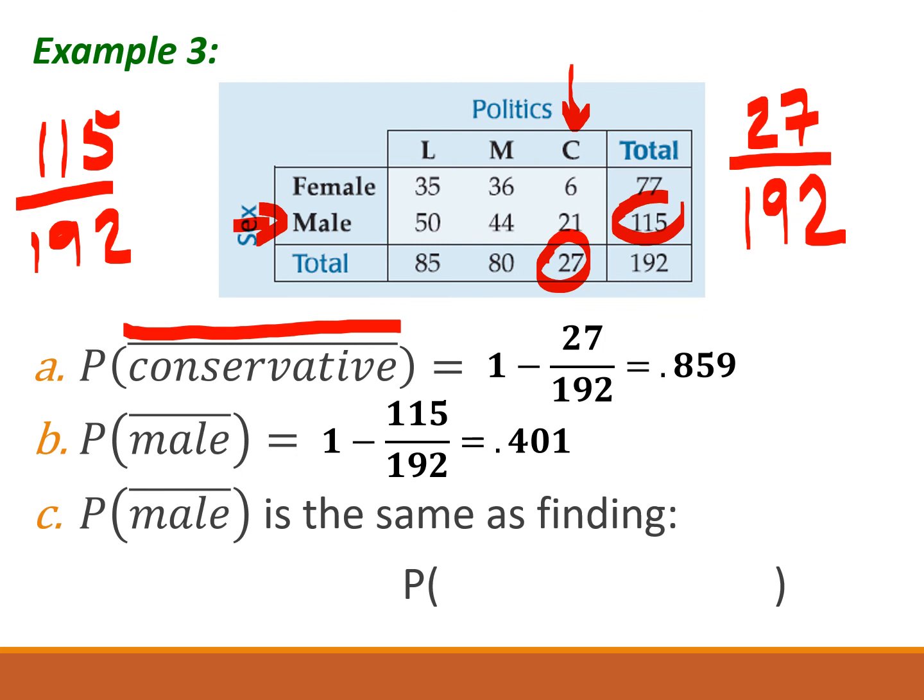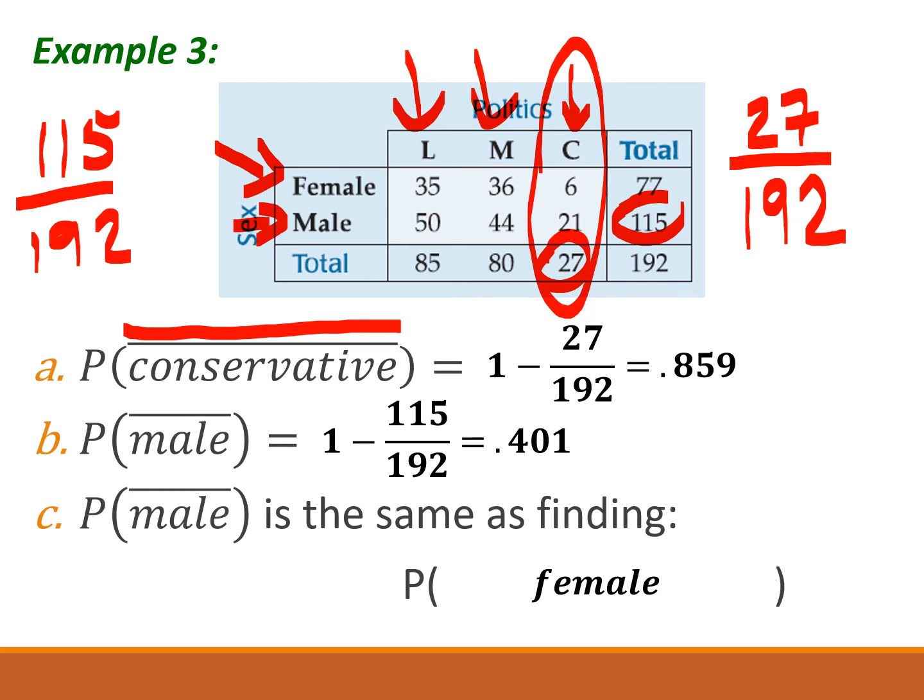Part C, the probability of picking the complement of a male is the same as finding the probability of selecting a female. In our table, there's only 2 things here. So if you're not a male, you're automatically classified into that female category. That's not the case for these other ones, liberal, moderate, conservative, because there's 3 categories. If you're not conservative, you might be liberal, or you might be moderate.